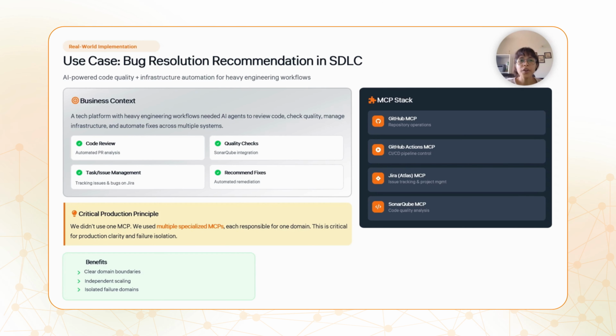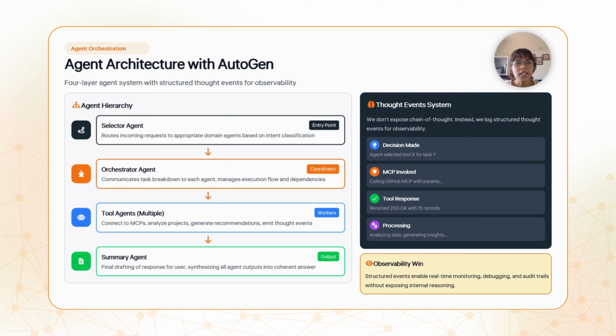So, this was for a tech platform who wanted to have an AI-powered code quality and resolution recommendation engine. They wanted AI agents to review the code, check quality, perform analysis, and recommend fixes. We didn't use one MCP, we used multiple specialized MCPs, each responsible for its domain. We made use of GitHub, GitHub Actions, Jira Atlassian, and SonarQube MCP servers. So let's focus on the agentic layout.